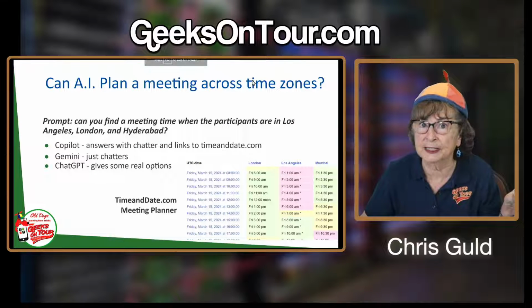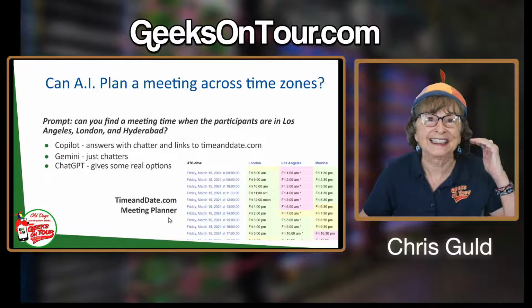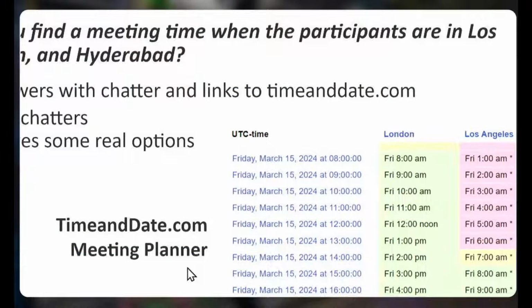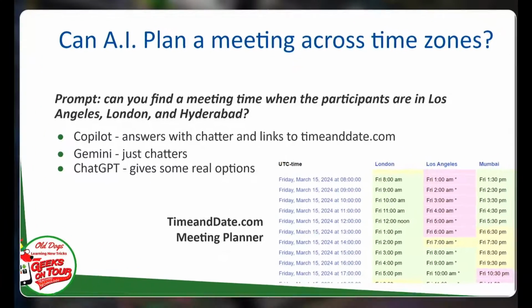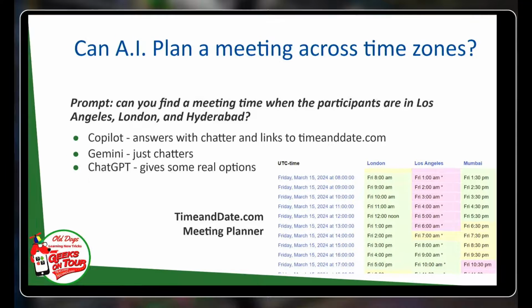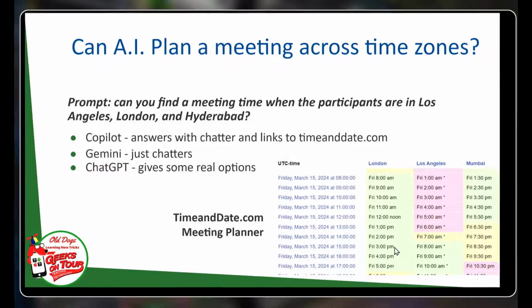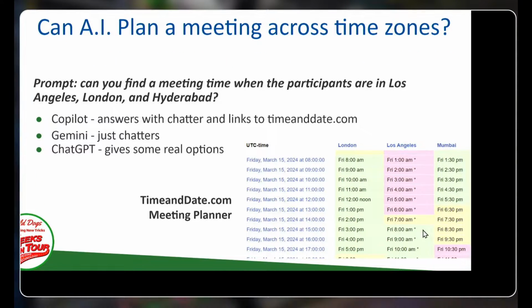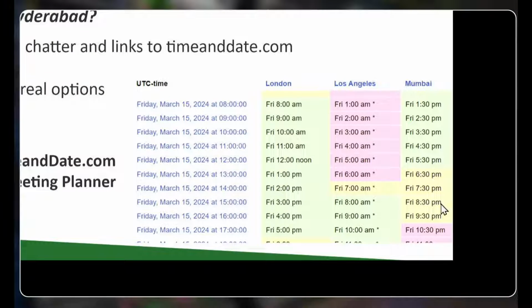Timeanddate.com is a free website from as far as I can tell, and I listed the same cities and asked for meeting times, and it gives you a grid. It lists every hour for London and what hour that would be in Los Angeles and Mumbai, and it colors them green for acceptable. And yeah, so you could find one here that was 3 p.m. in London, 8 a.m. in Los Angeles, and 8:30 p.m. in Mumbai. So it's not the middle of the night for any of them.